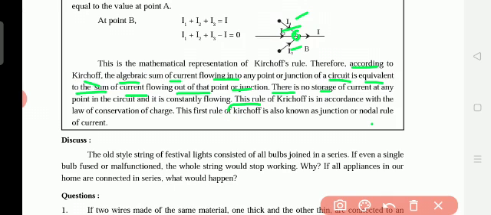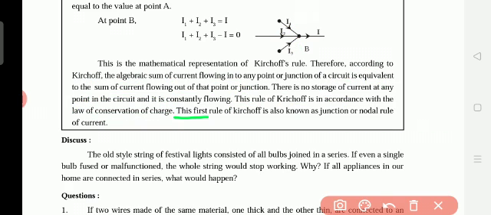This rule of Kirchhoff's is in accordance with the law of conservation of charge. Conservation means saving. However much current is flowing, that much current is used to glow the bulb, to run the fan, the mixie or grinder or TV or anything. Electric appliances like bulb, fan, mixie, grinder all use that much current. So that is the conservation.